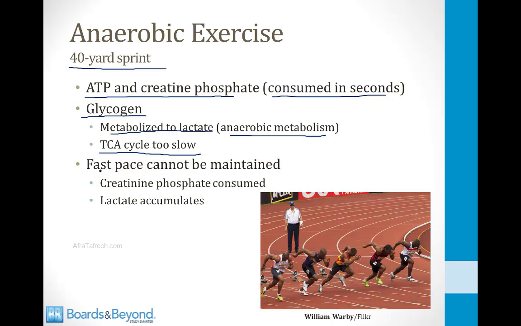As a result, the fast pace is not going to be able to be maintained for very long. The creatine phosphate will be consumed and lactic acid will accumulate in muscles. And you may know if you've ever tried to sprint that it's very hard to keep up that pace for more than a few seconds.